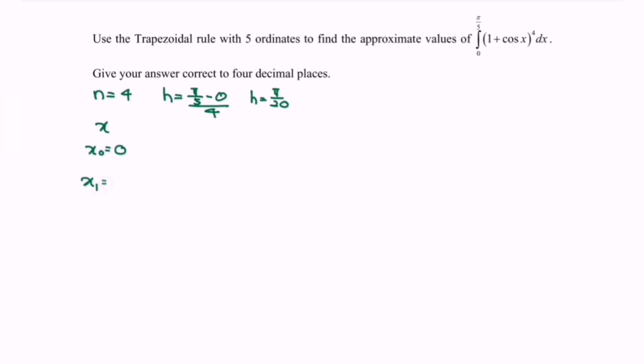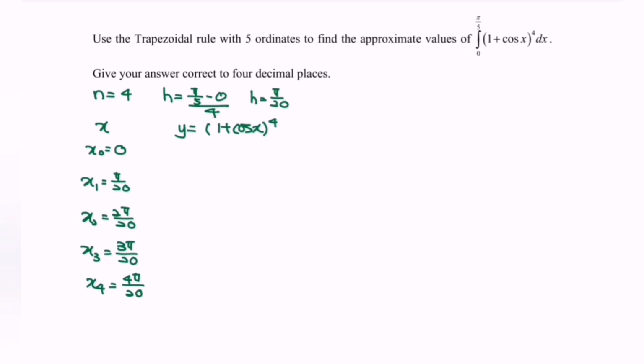Next, we have x1 equals pi over 20, followed by x2, which is 2 pi over 20. x3 equals 3 pi over 20. Next, we have x4, which is 4 pi over 20. So 4 pi over 20 actually equals pi over 5. Next is to substitute the values into y, where we have 1 plus cos x to the power of 4.